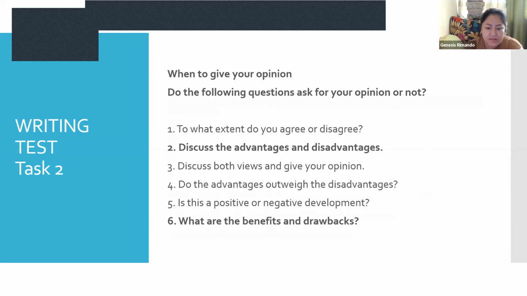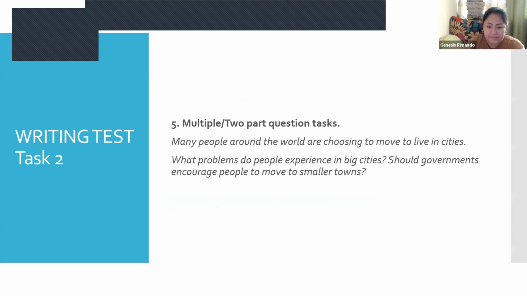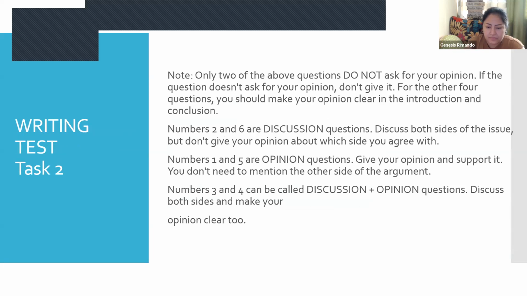Okay, 3 and 4, do the advantages outweigh the disadvantages? Again, you have to discuss both sides. Then again, you have to say which side you are on. Okay? So just take note of this.